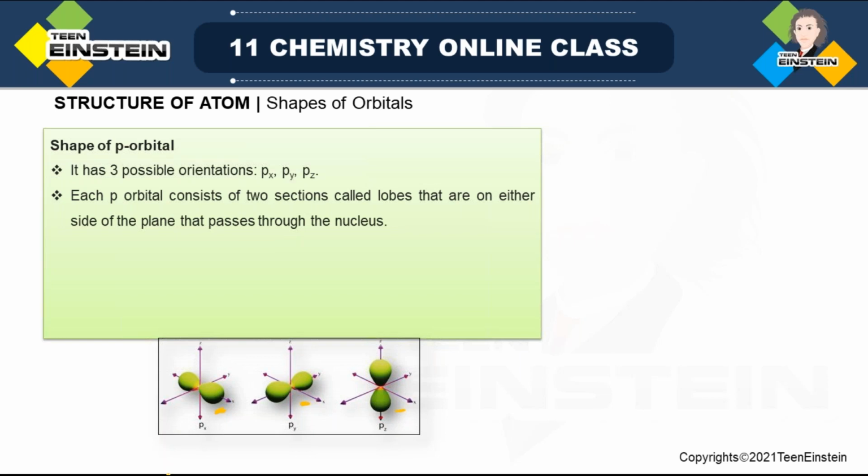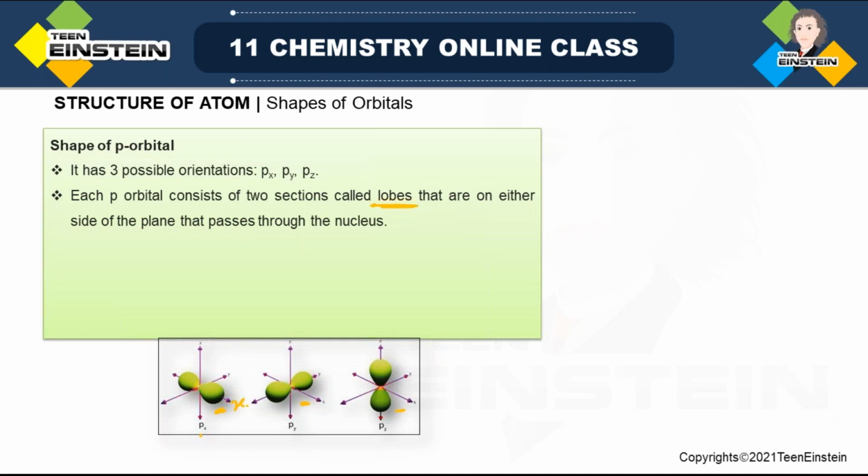Now why do we have different names? It is because of the axis in which it is present. We are discussing it in a three-dimensional region, and in three dimensions you have to consider three axes: x, y, z. So if these two lobes are on the x-axis, it is px, on the y-axis py, and on the z-axis pz. Whatever it is, px, py, pz, it always has two sections. That means two lobes are there on either side of the plane.